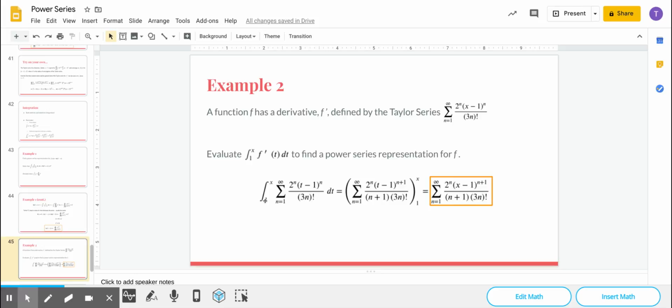So let's start by looking at the integral of this power series up here. 2 to the n and 3n factorial are coefficients; those aren't going to be messed with. What's interesting here is that I now have an x minus 1 to the nth, so it's no longer a Maclaurin series. It is a Taylor series.